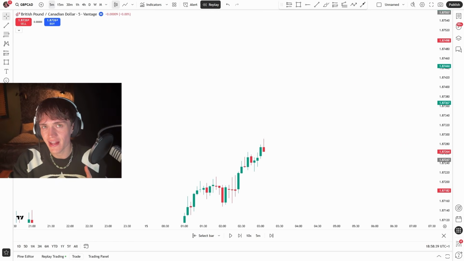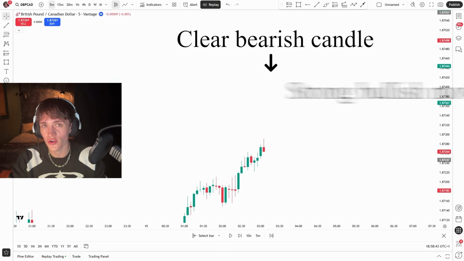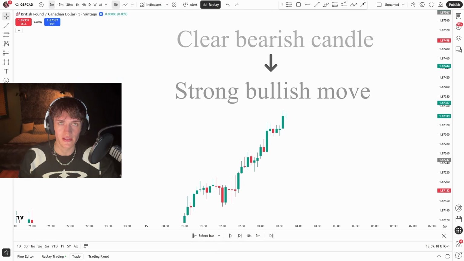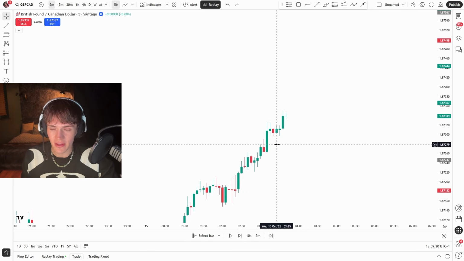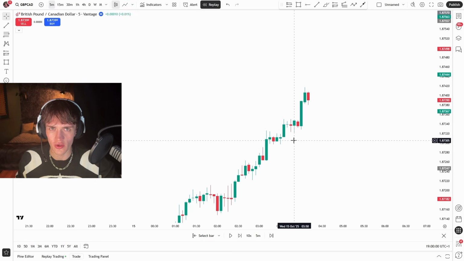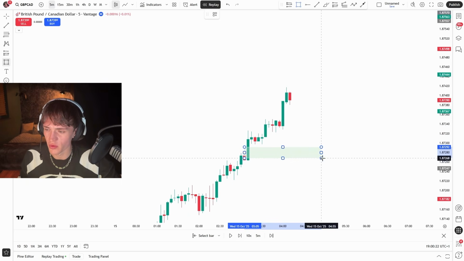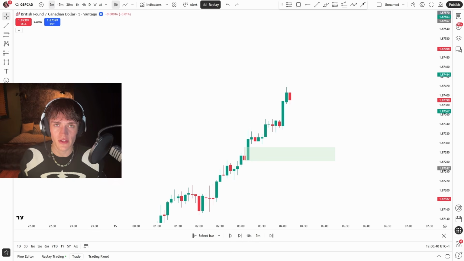So to find our valid demand zone, what I'm looking for is a clear bearish candle followed by a strong and impulsive bullish move. This is going to tell me that buyers were sitting heavy in this area and institutions were likely filling orders before pushing price higher. As you can see, there is a lot of volume coming out from there. So I'm going to mark out that bearish candle right before that bullish move. And that's going to be our first step, the zone.